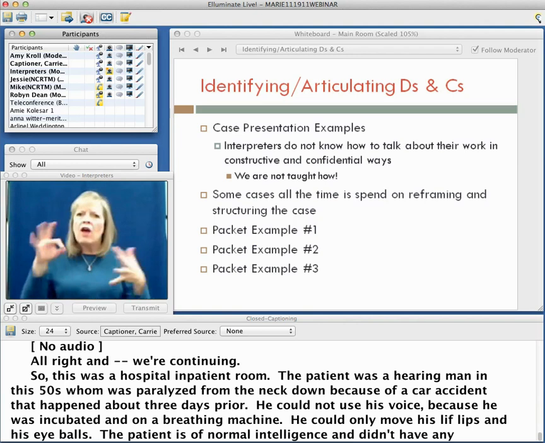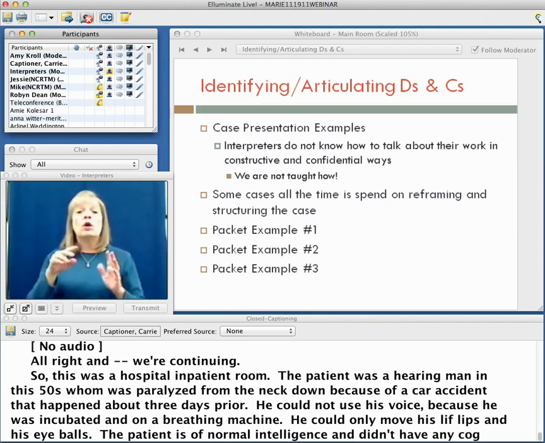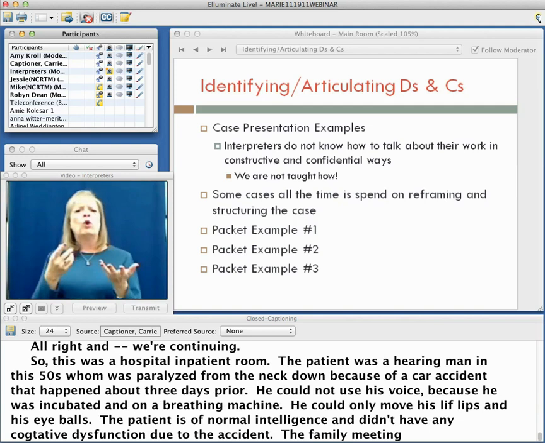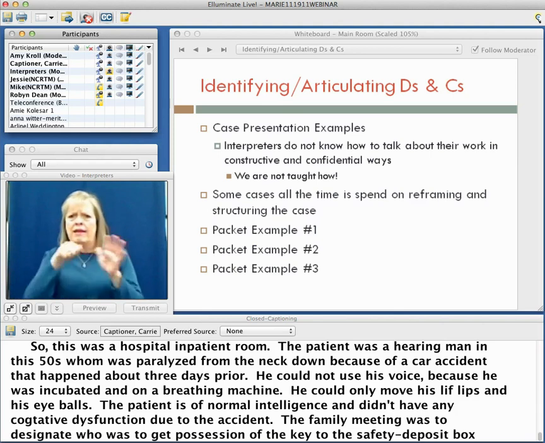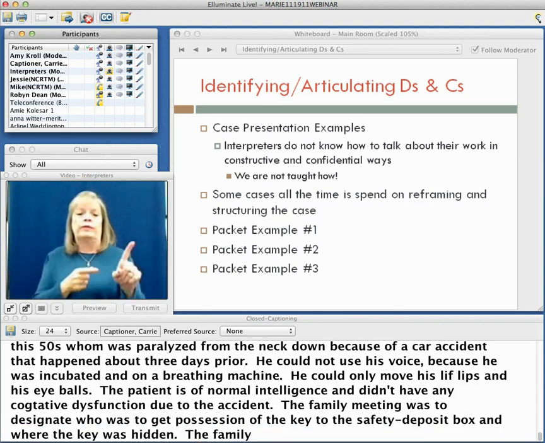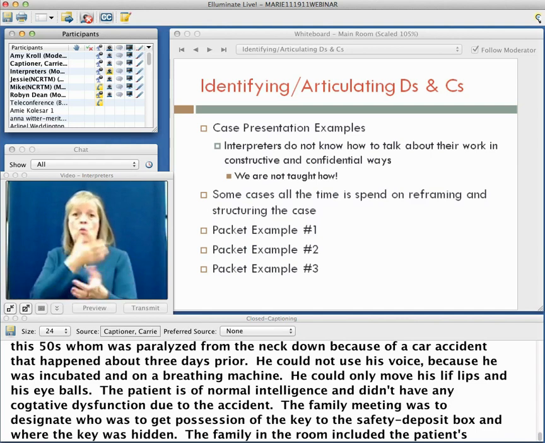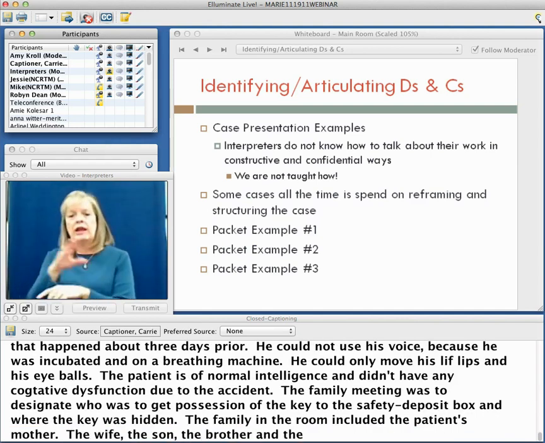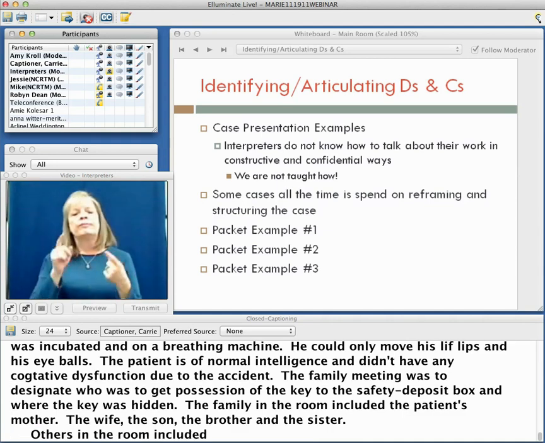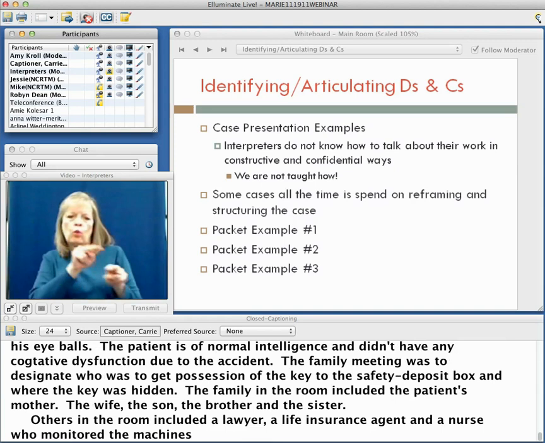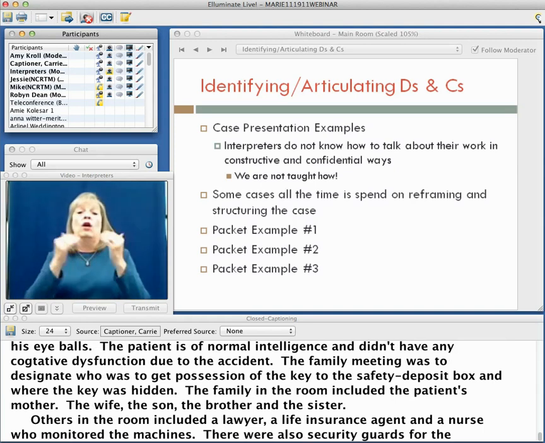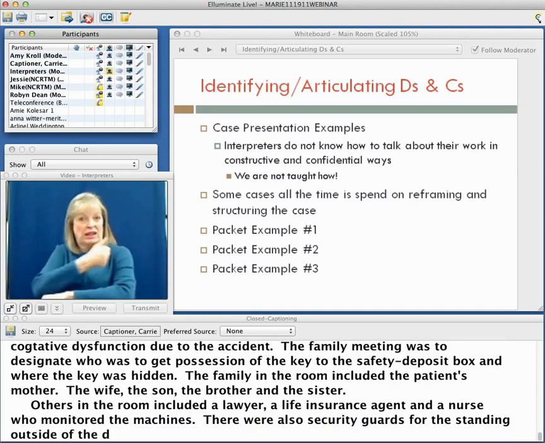The family meeting was to designate who was to get possession of the key to the safety deposit box and where that key was hidden. The family in the room included the patient's mother, the wife, the son, the brother, and the sister. Others in the room included a lawyer, a life insurance agent, and a nurse who monitored the machines. There were also security guards for the hospital standing outside the door in case there was trouble in the room.